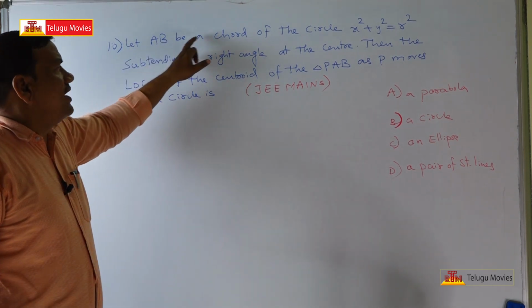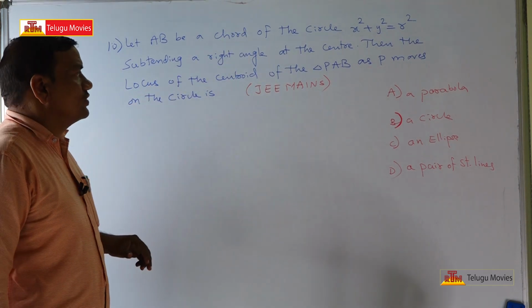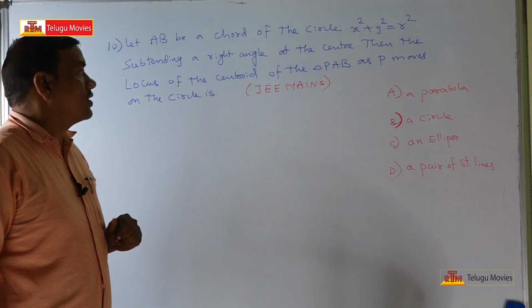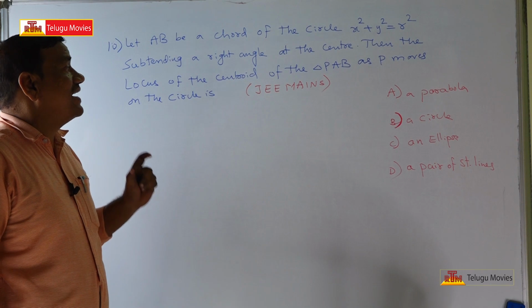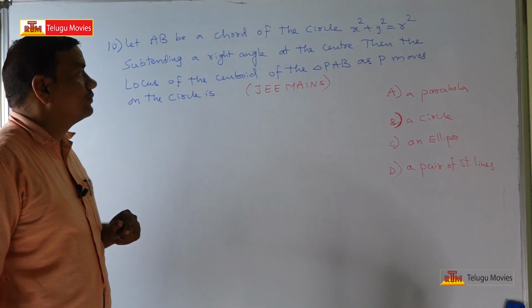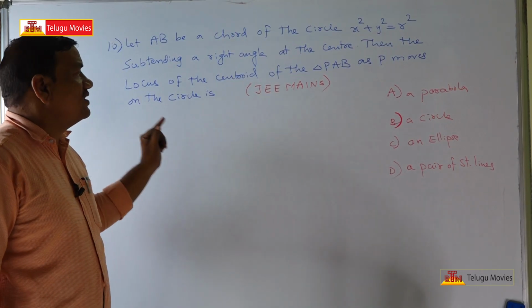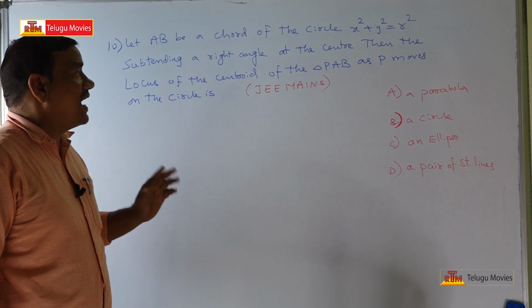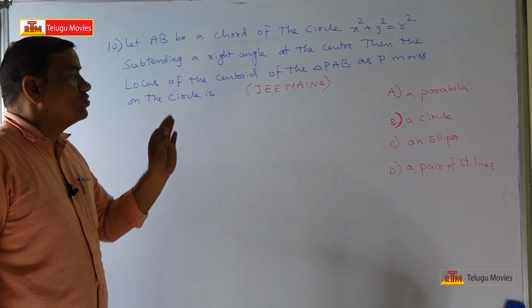Let AB be a chord of the circle x square plus y square is equal to r square, subtending a right angle at the center. Then the locus of the centroid of the triangle PAB as P moves on the circle.